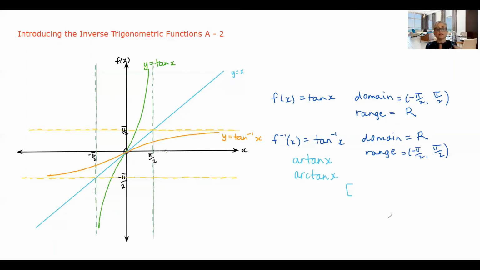Okay, so that's just a quick introduction. We haven't done any examples yet or anything like that. Just a quick introduction to our inverse trigonometric functions. We're now going to, in our next few videos, start talking about some important properties of them and how to differentiate them and how to integrate them. So stay with us.